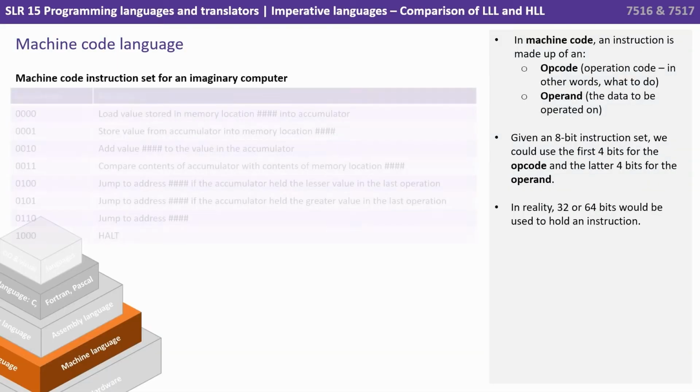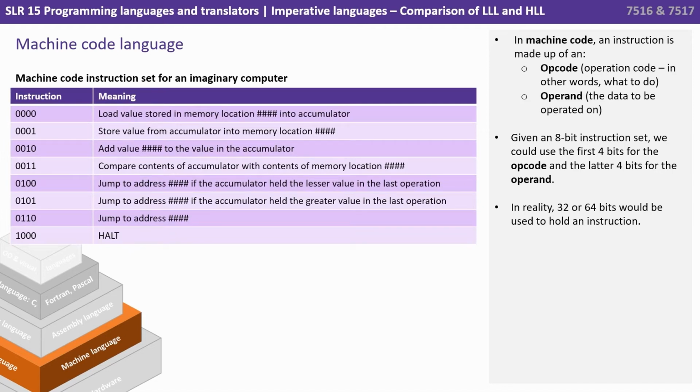So let's go right to the bottom. Let's look at machine code languages. In machine code, an instruction is made up of an opcode, that's the operation code, in other words, what to do, and an operand, so that's the data to be operated on. Given an 8-bit instruction set, we could use, say, the first 4 bits for the opcode and the later 4 bits for the operand. In reality, 32 or 64 bits would be used to hold a complete instruction.